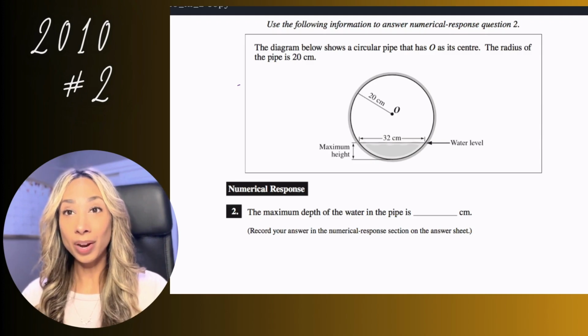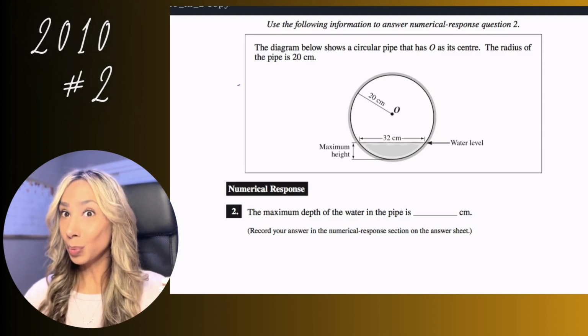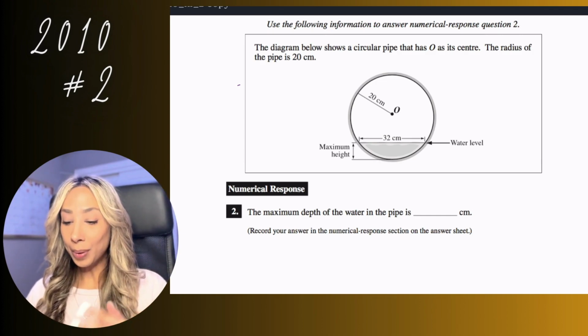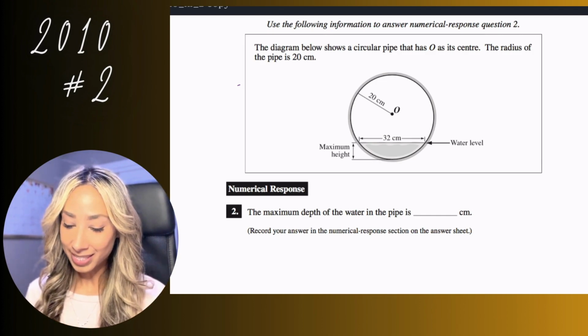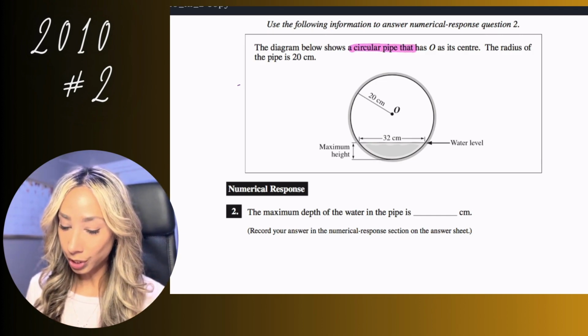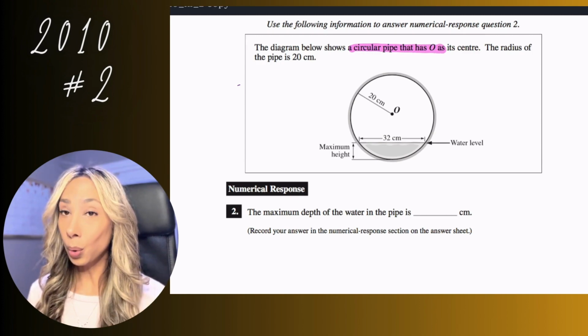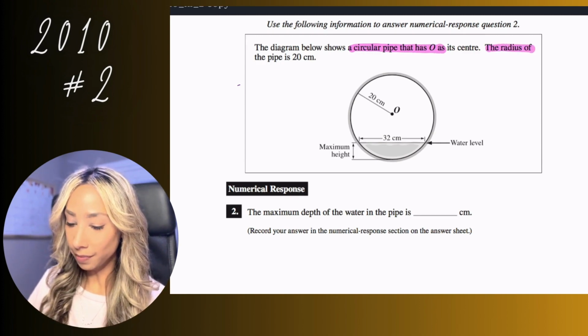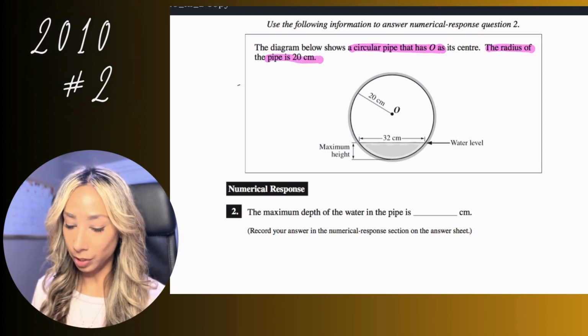Okay, this is numerical response number 2 from the 2010 PAT, so a little bit old, but still a good question. Let's go ahead and read it this time. The diagram below shows a circular pipe that has O as its center. So that's just like the central point. The radius of the pipe is 20 centimeters, okay?